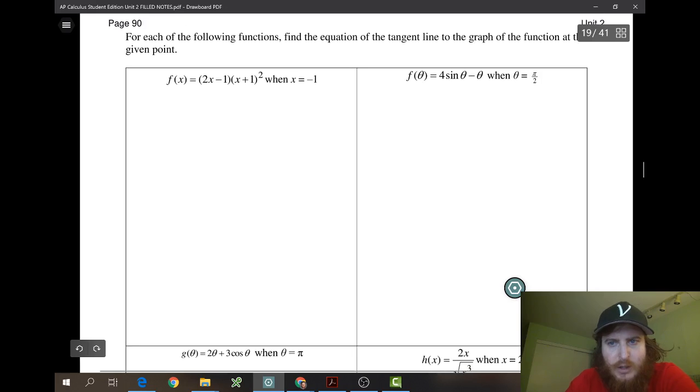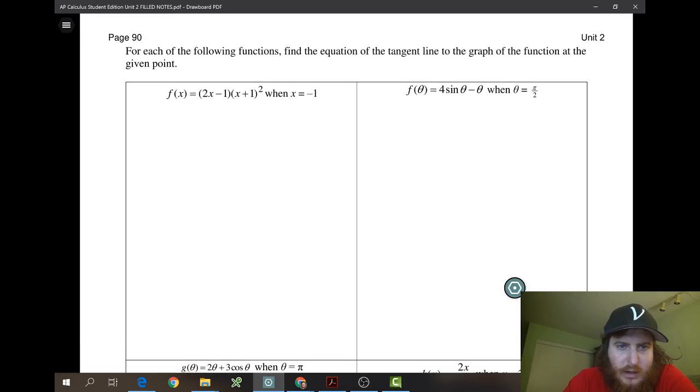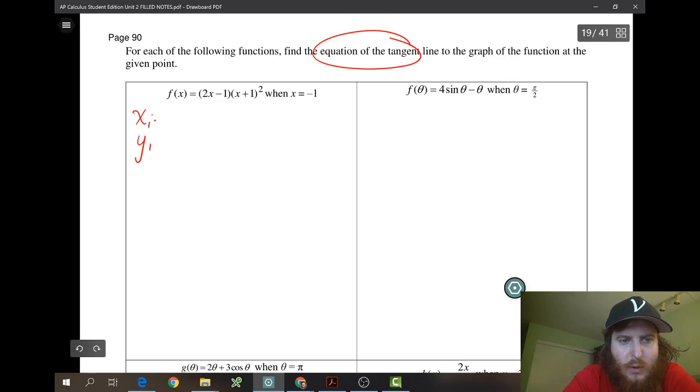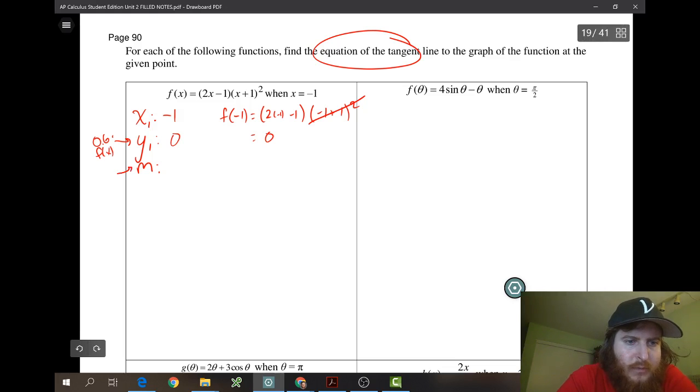So now we're going to take what we did yesterday and take it up a notch. We're going to look at the equation of a tangent line again. Anytime we see equation of a tangent line, we always start off with x1, y1, and m. Our x1 here is negative 1. For our y1, we always plug that into the original, our f of x. So we take x equals negative 1 and plug that in. f of negative 1 equals 2 times negative 1 minus 1 times negative 1 plus 1 squared. This goes to 0, and 0 times anything is 0.